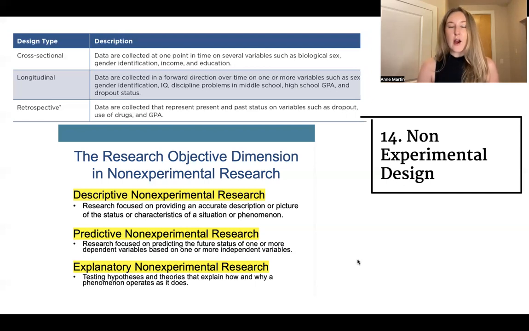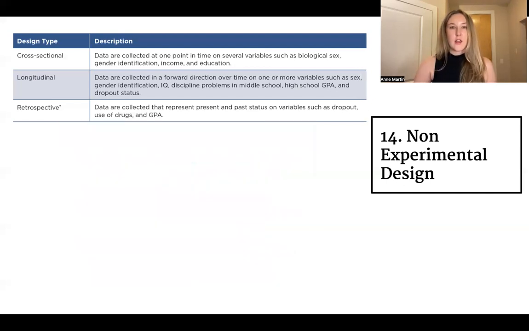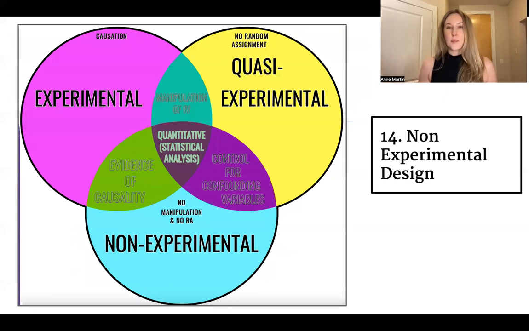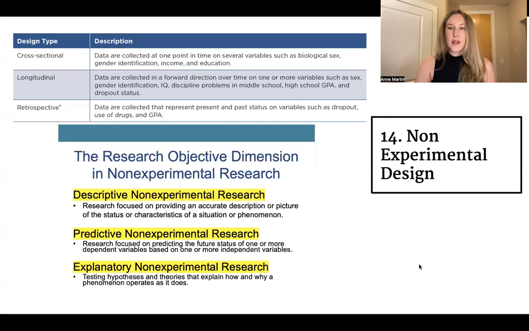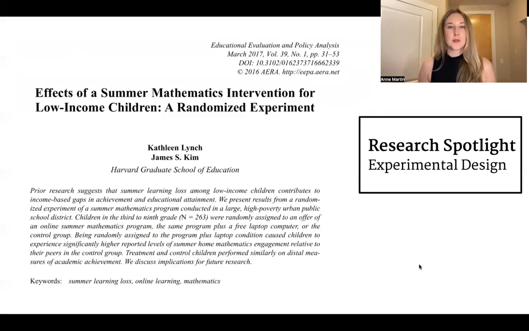Okay, so now that we have covered the three overarching designs, experimental, quasi-experimental, and non-experimental, I want to give you an example of each. So for an example of experimental design, this is an article from EEPA, Educational Evaluation and Policy Analysis, and it's looking at the effects of a summer mathematics intervention. And it says a randomized experiment.